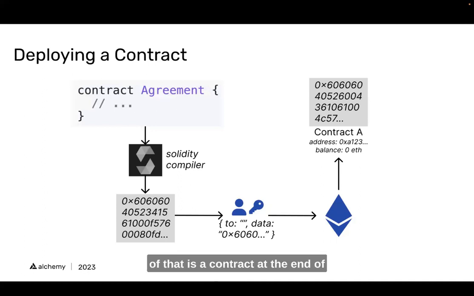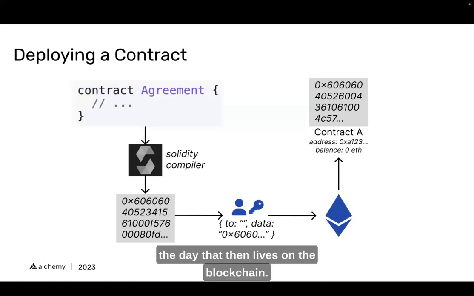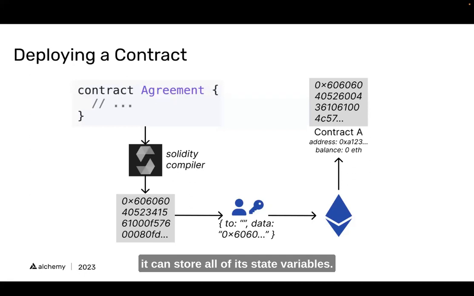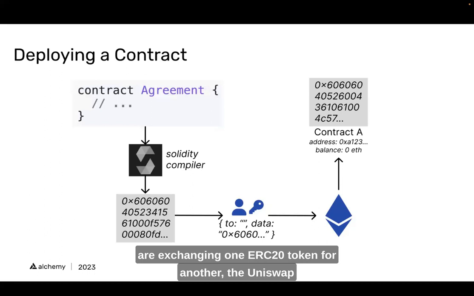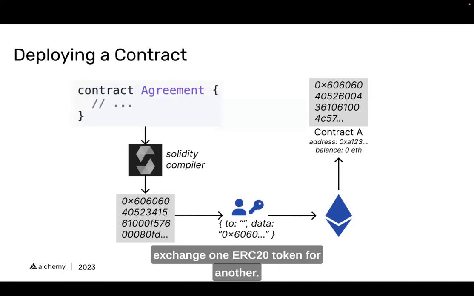And what comes out of that is a contract that then lives on the blockchain. It has its own account. It has its own state where the code lives. It has an address, it has a balance, and it also has this thing called storage, which is where it can store all of its state variables. So if you've interacted with something like Uniswap, where you are exchanging one ERC20 token for another, the Uniswap smart contracts would have some sort of storage in there that would say who has what balance inside of the Uniswap pools, and how much it costs to exchange one ERC20 token for another.